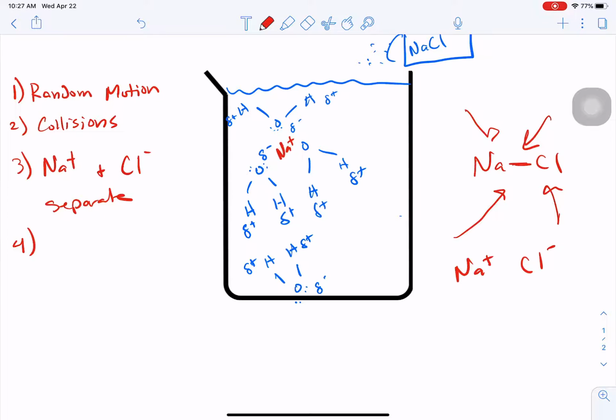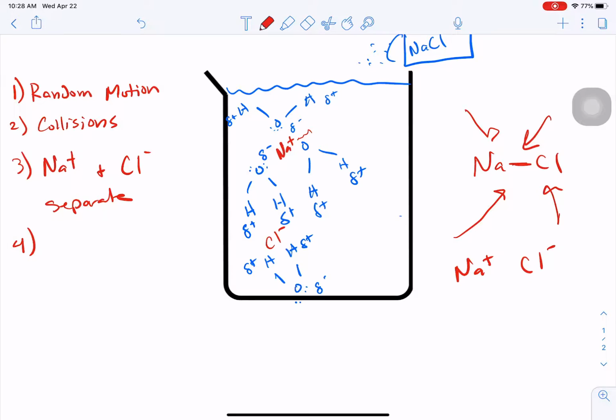Okay? If they keep those shields around the ion, guess what? As long as this moves, they move together, and this Na plus and the Cl minuses will not get close enough to reform that electrostatic force or reform that ionic bond. Now, can it happen? Oh yeah, it happens all the time.